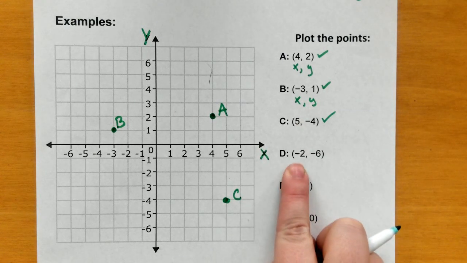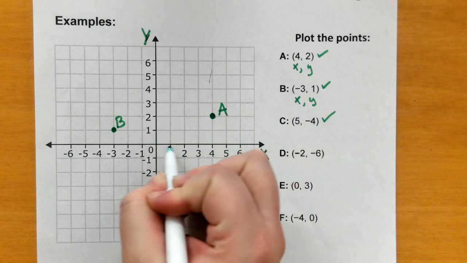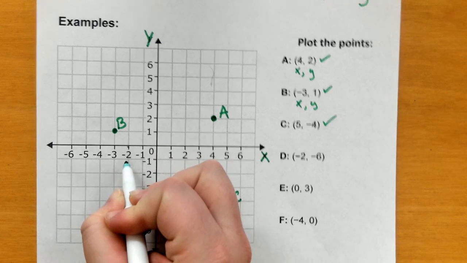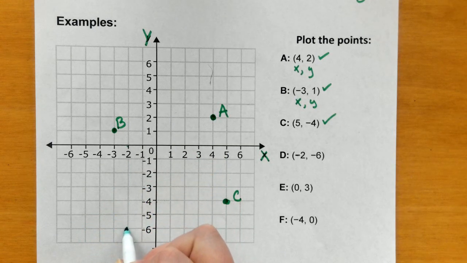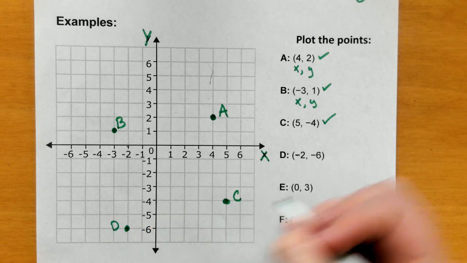Point D says (-2, -6). Okay, so on my x-axis, I'm going to go over to -2, and then I'm going to go down to -6. And that's my point D.